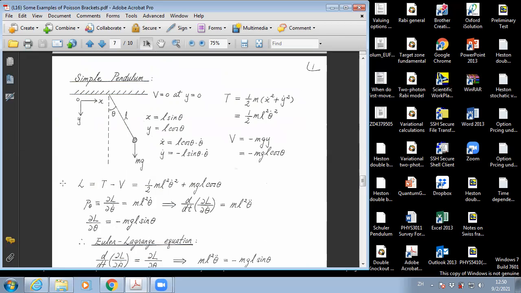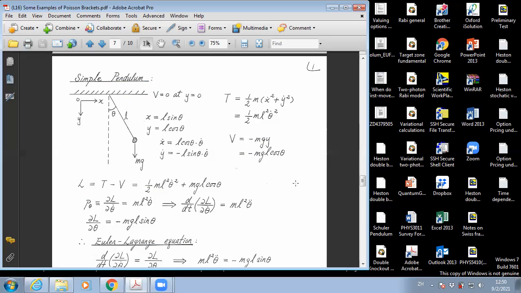The second example, a simple pendulum. First of all, we identify the coordinates of the mass, x coordinate, y coordinate, x dot equal to this, y dot equal to this. So these are the velocities. Having known the velocities, we can write down the kinetic energy. Given the coordinates, we can write down the potential energy.